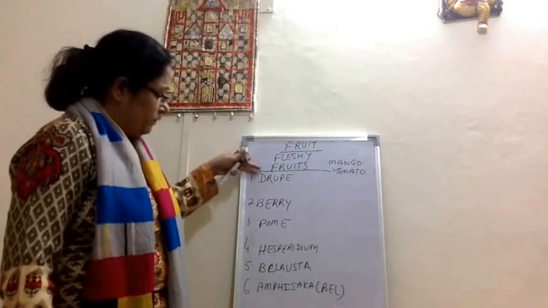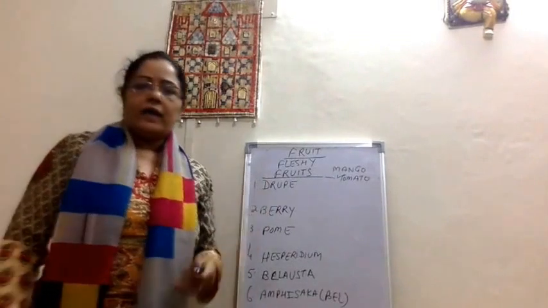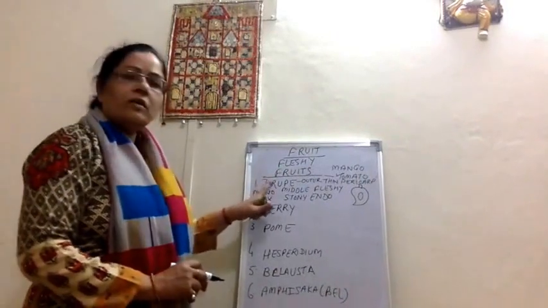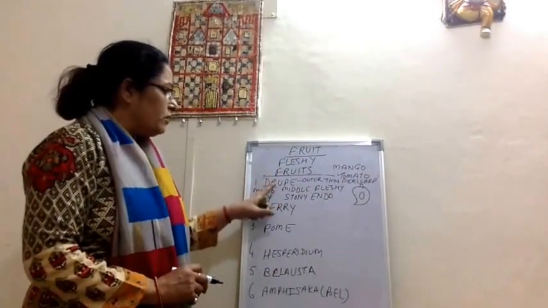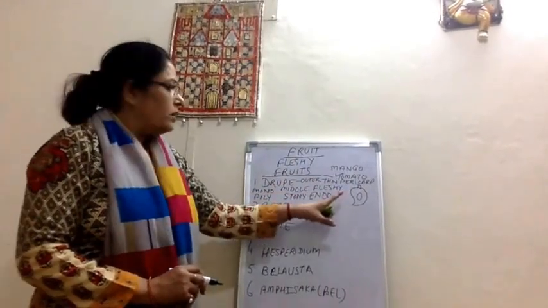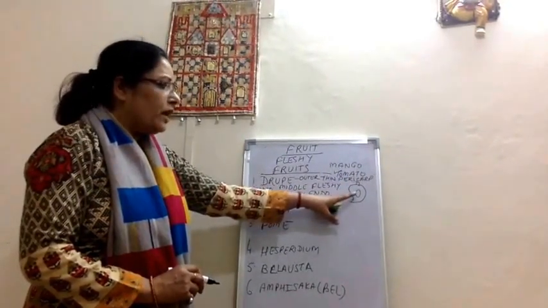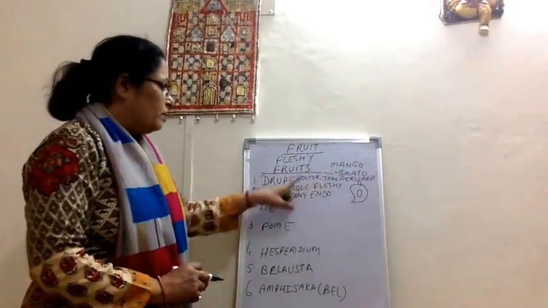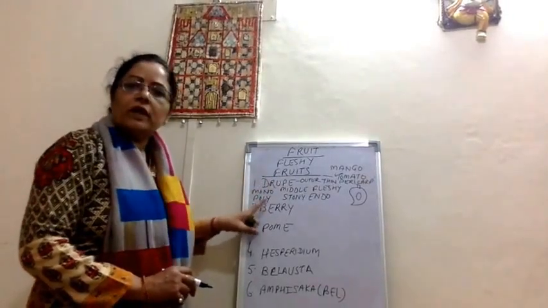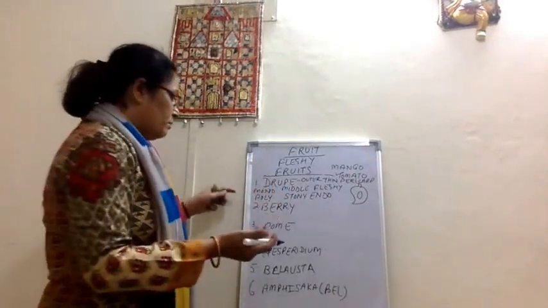Number one, drupe. In drupe, endocarp is hard and stony. Drupe is like mango, in which the outer covering is quite thin, the middle is fleshy, and the inner is a stony endocarp. Tomato also, and this is developed from a mono or polycarpellary condition. Mono means a single carpel, or more than one carpel.